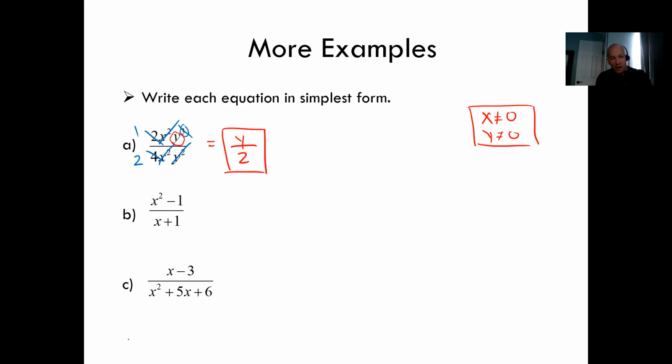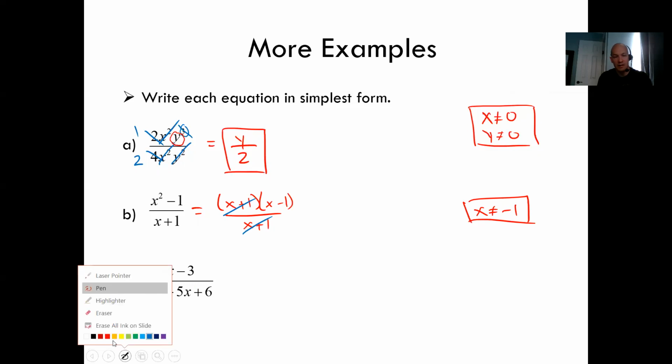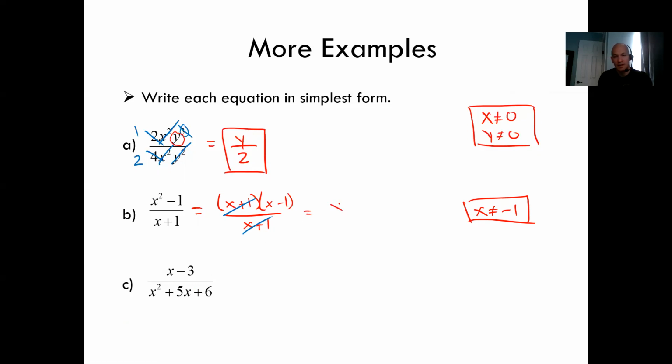Okay, next one here. Looking at the bottom, we've got x plus 1. We can see that if x was equal to negative 1, we'd have a problem. So we're going to say x cannot equal negative 1. That's it. And of course, this example is chosen because we can see x squared minus 1 factors into x plus 1 and x minus 1. This one's x plus 1. And of course, we can simplify this entire bracket with this entire bracket and get x minus 1, and that's what it simplifies down into.